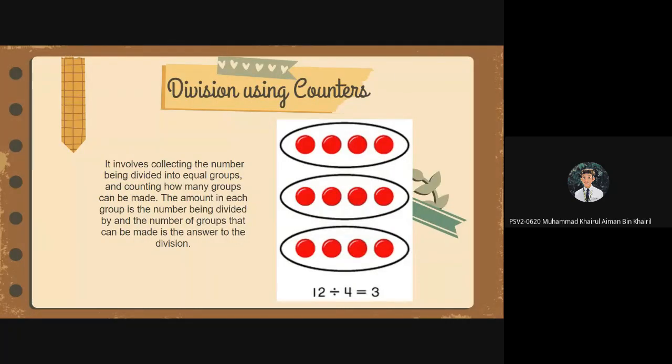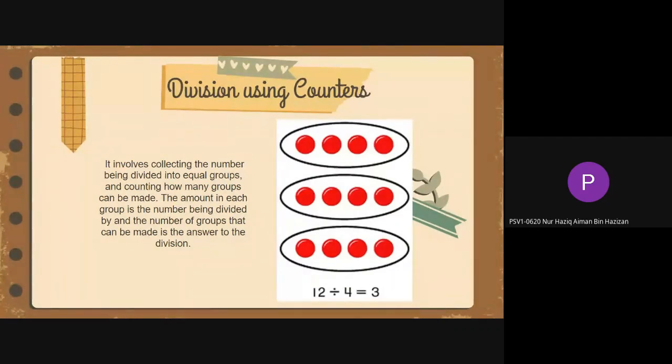Next, I continue with Haziq. Okay, so this is my example: division using counters. It involves collecting the numbers being divided into equal groups and counting how many groups can be made. The amount in each group is the number being divided by, and the number of groups that can be made is the answer to the division.